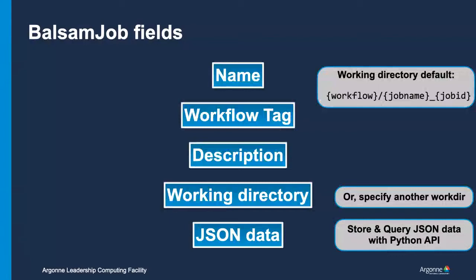We can also attach arbitrary JSON data to each Balsam job. This is particularly useful when you're parsing results as part of your Balsam workflow. You can actually store any kind of data that's JSON serializable in the Postgres database by attaching it to your Balsam job. And you can later query this data and collect results by name and by workflow. So this is quite a useful technique.